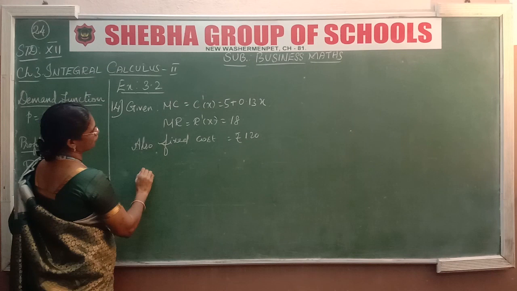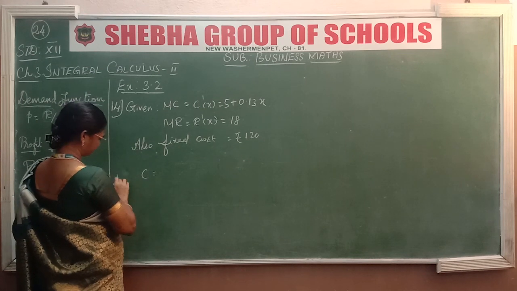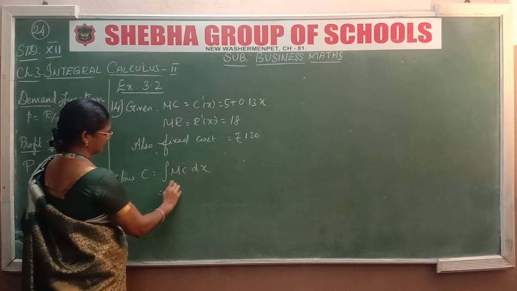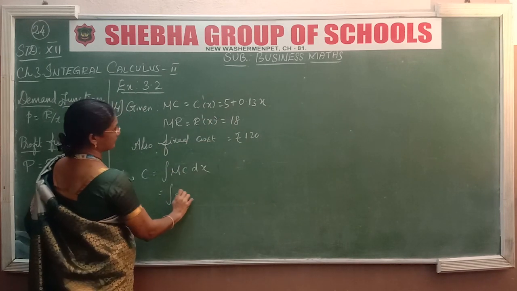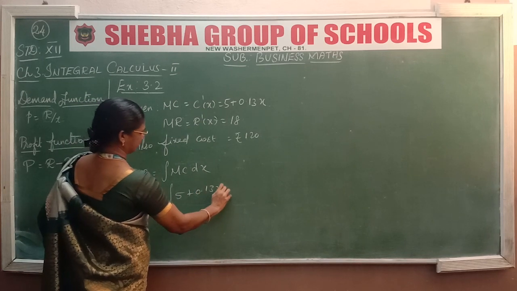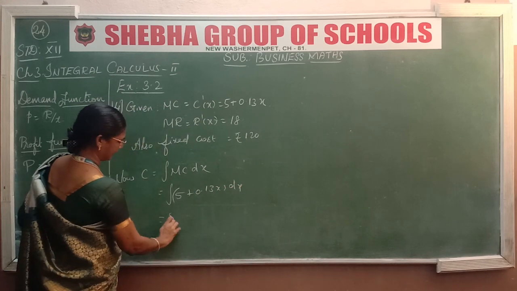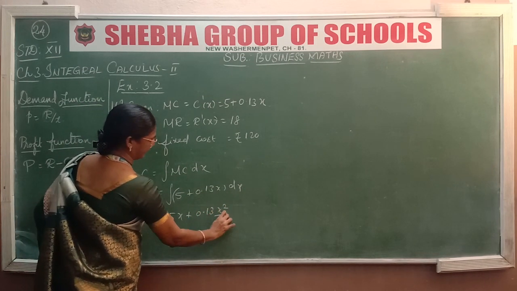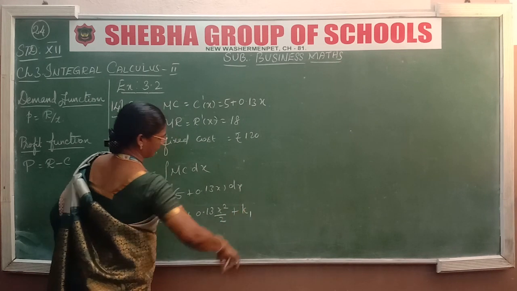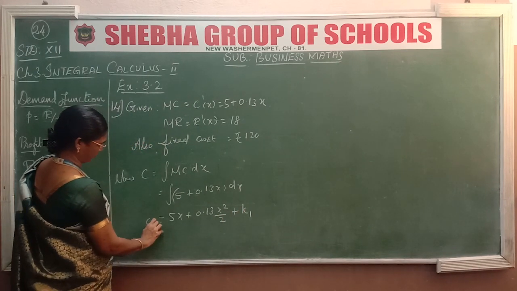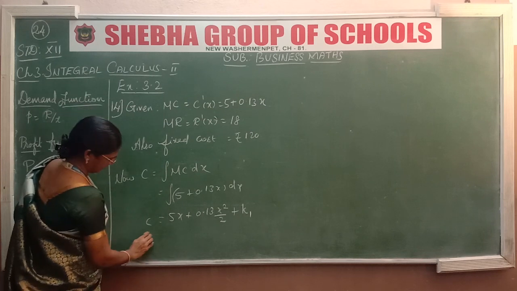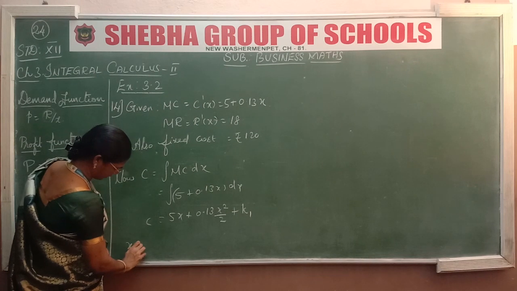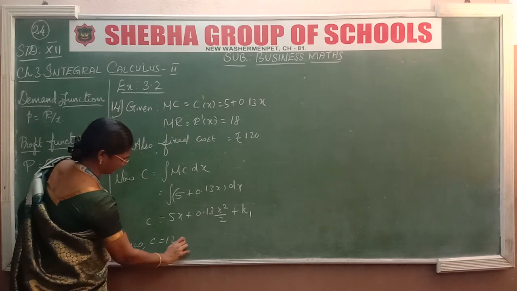What is MC? It is given, isn't it? So what is C? C is equal to integral MC dx, that's equal to integral of 5 plus 0.13x dx. Now integrating we get 5x plus 0.13x square by 2 plus some constant k1. Take the constant as k1. C is equal to this, and it is given fixed cost is 120, that is, when x is equal to 0, our C value is 120.